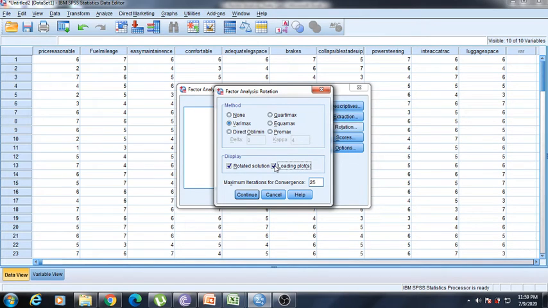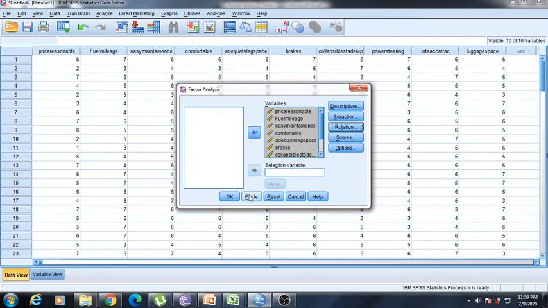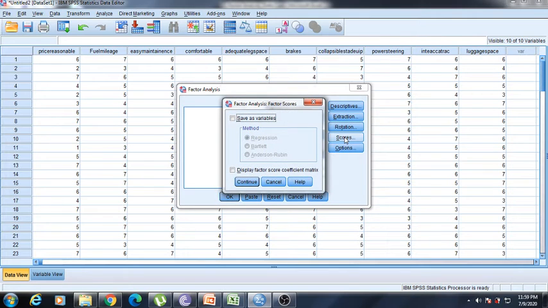So that also you can click and then continue. Then the scores, when we want to find out the factors, then we will click this. Right now we'll keep it like that only. The second time we'll click this so that we can find out the factors. So this value, either Anderson-Rubin method, Bartlett method, or regression method, mostly we use the Anderson-Rubin method to find out the factors. We'll do it the second time.